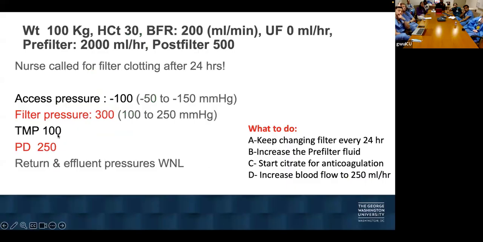This is another patient where we have here filter pressure that's high and pressure drop that's high. This filter is going to clot. And in those patients, obviously, you don't keep changing the filter every 24 hours, which is not far from our circuit life. And increasing the pre-filter fluid does help at times if you're doing hemofiltration, but if you're already at a high dose, it may actually worsen things. So here citrate works the best. Increasing blood flow is not going to make a difference here. You're already at the maximal, not allowed, but maximally effective blood flow. More than this doesn't make any difference.